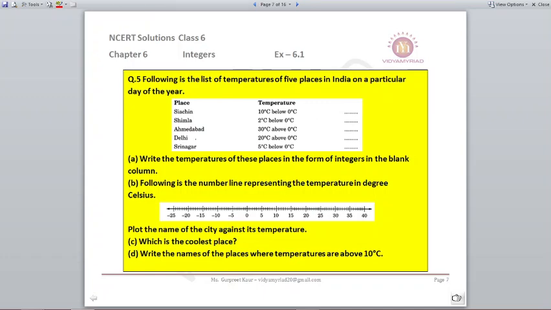Following is a list of temperatures of 5 places in India on a particular day of the year. So we have Siachen, Shimla, Ahmedabad, Delhi and Srinagar. Their temperatures are mentioned. Number 1. Write the temperatures of these places in the form of integers in the blank column. So let us see that.